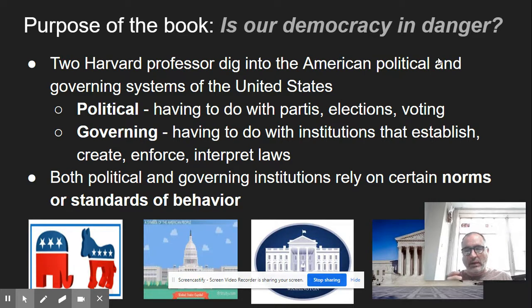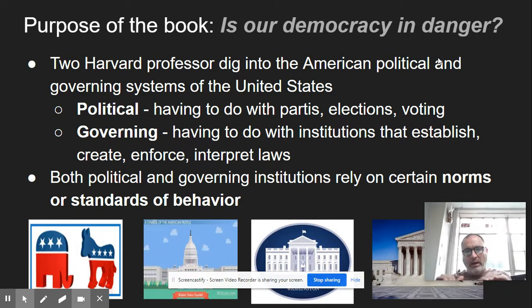the political end. But the governing is what happens once a political party wins. So a political party wants to get elected so that it can govern. And then governing is dealing with the institutions and establishing, creating, enforcing and interpreting laws. So governing is about laws. Governing is about doing things with legislation and laws to rule. Politics is about getting to that place.